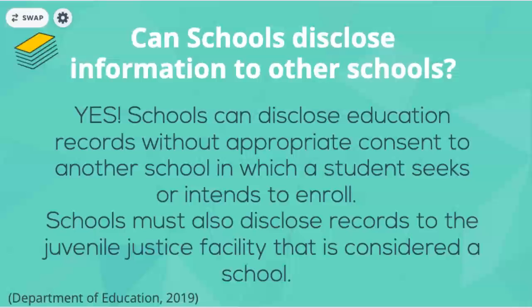Can schools disclose information to other schools? Absolutely, yes they can. Schools can disclose education records without appropriate consent to another school in which a student seeks or intends to enroll. Schools must also disclose records to a juvenile justice facility that is considered a school.